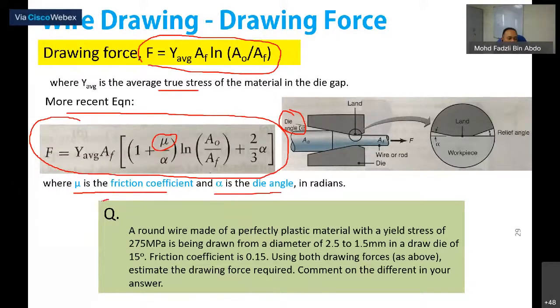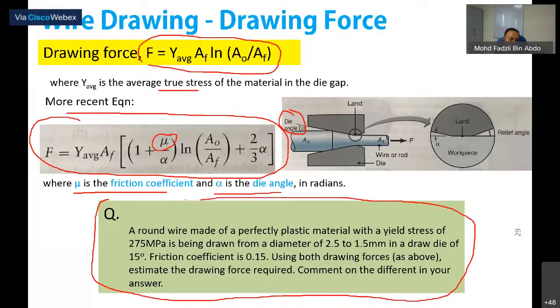Okay, so sekarang ni, saya ada satu assignment untuk you all. Maksudnya dia adalah question. A round wire made of perfectly plastic material with a yield strength of 275. Yield strength maksudnya yang ni lah, Y average ni. Is being drawn from a diameter 2.5, ni adalah A0, to 1.5, ni adalah AF. Okay. With a draw die of angle 15, friction coefficient 0.15.